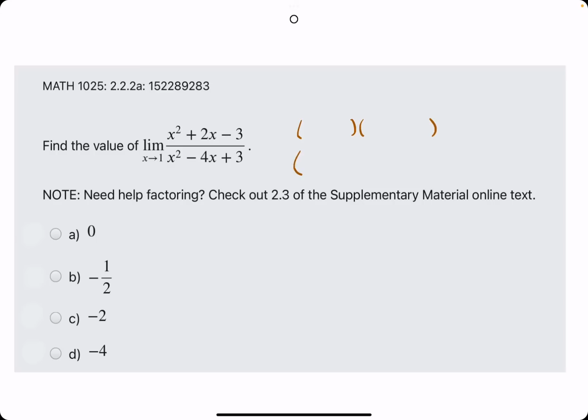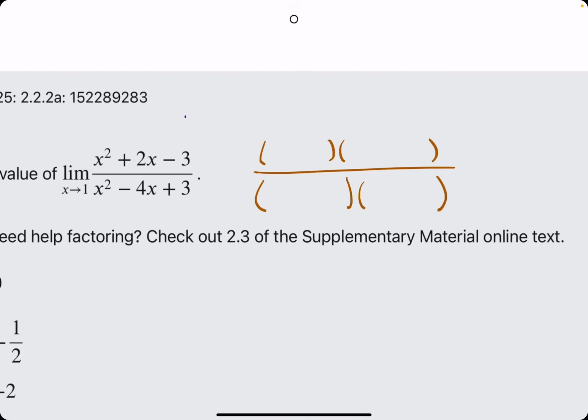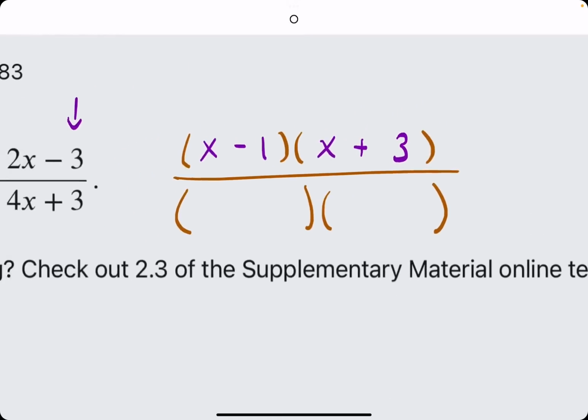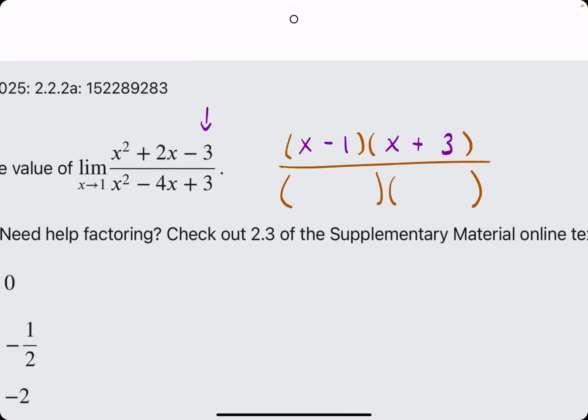Numerator, we're going to factor. Denominator, we are going to factor. So on top, we need two numbers multiplying to -3. So definitely 1 and 3, but they need to add to +2. So the smaller number would be negative and the greater number would be positive, so it keeps us in the positives, specifically adding to +2. -1 times 3 is -3.